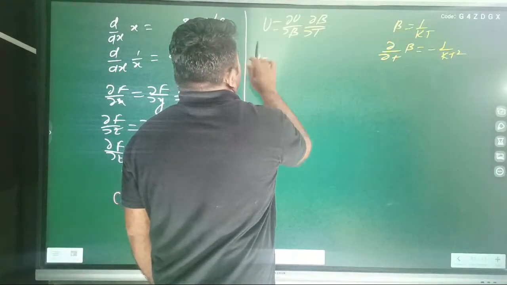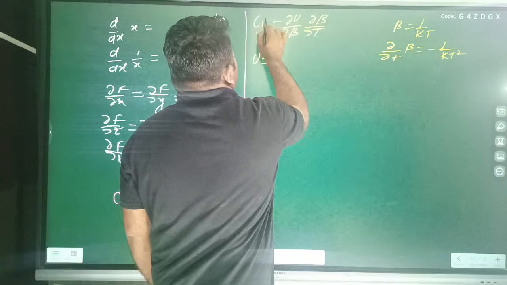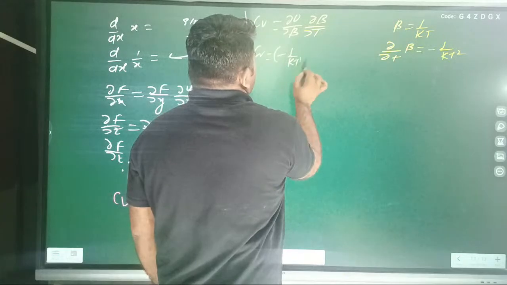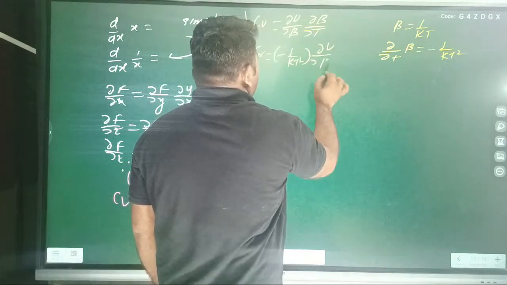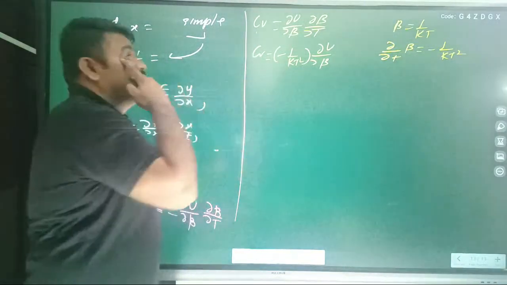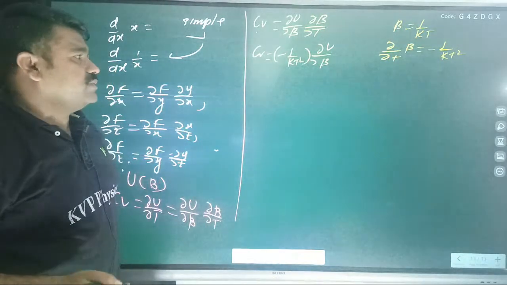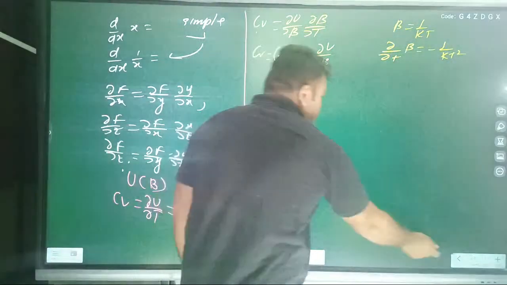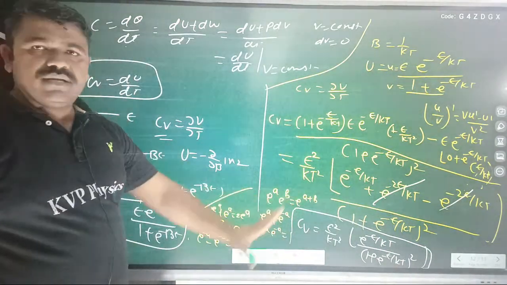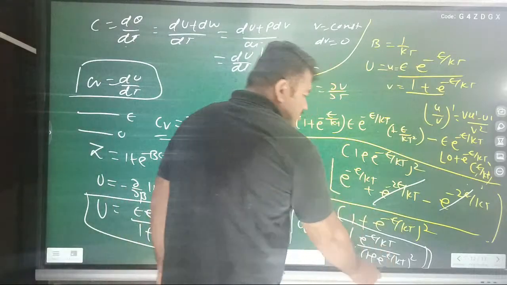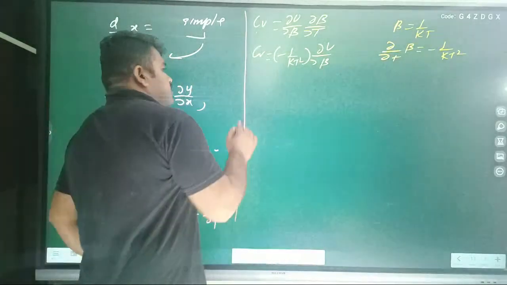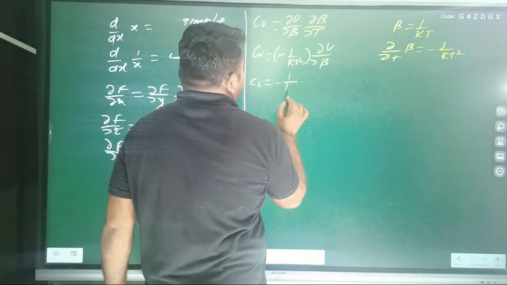Means C_V is equal to minus 1/kT² ∂U/∂β. Means we can memorize this formula: C_V is equal to minus 1/kT² ∂U/∂β. What is the application of this one? See the same problem. Which same problem? The 0 and epsilon form. The 0 and epsilon form, the answer is coming like that. This answer is nothing but e^(−βε)/(1 + e^(−βε)). Clear? Now, C_V is equal to minus 1/kT².